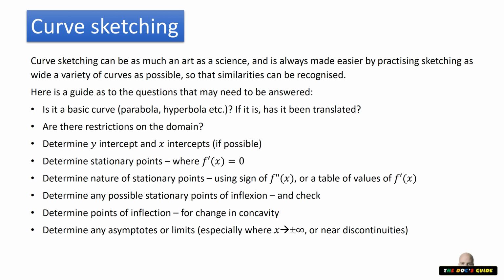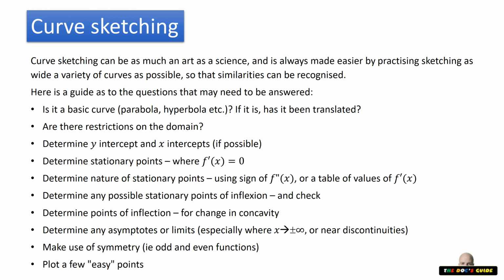Asymptotes we've already mentioned. Limits, particularly where we go towards plus or minus infinity, or where we've got vertical asymptotes as determined by restrictions on the domain. And if there's an element of symmetry, so if we can see that we've got an odd or an even function, that may just save us a little bit of work. And finally, if all else fails, or even if it doesn't, plot a few easy points so that we can be sure where the graph is at particular points. But always remember, look for questions that are similar to ones that you've done before. They may be a guide to you.